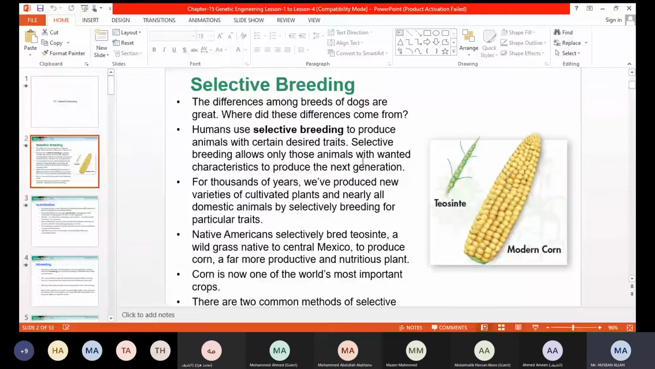Selective breeding is which process? Selective means you have to select something, the things which you select for their best qualities. And breeding, we know, is the production of new organisms, the production of new things.